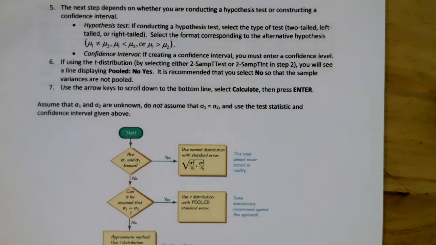And number 6, if using the t-distribution by selecting either two-sample t-test or two-sample t-interval in step 2, you will see a line displaying pooled, no or yes. Recommendation there, you select no, so the sample variances are not pooled. Then use the arrow key to scroll down to the bottom line, select calculate, and then press enter. Okay.